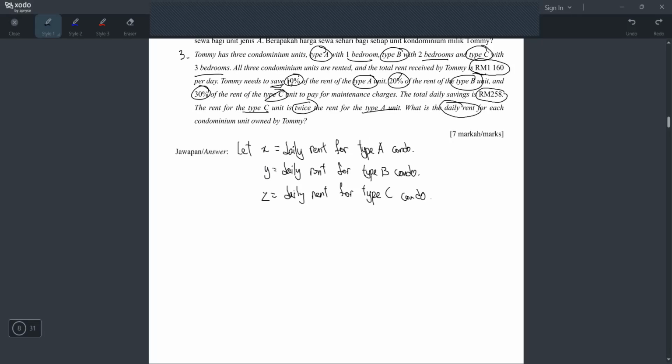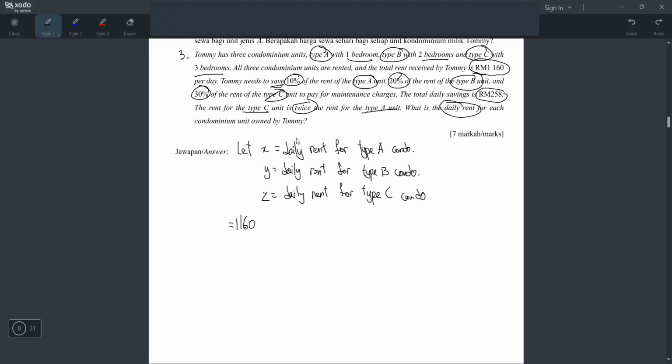And then now you read for the second time. And now when you read it, it's very easy for you to write the equation because you already know what x, y, z represent, right? So now when you read it, it will be very easy. Type A has 1 bedroom, type B with 2 bedroom, type C with 3 bedroom. All 3 condominium units are rented, and the total rent received by Tommy is 1160. So we all know 1160 is the what? It is the total rent received.